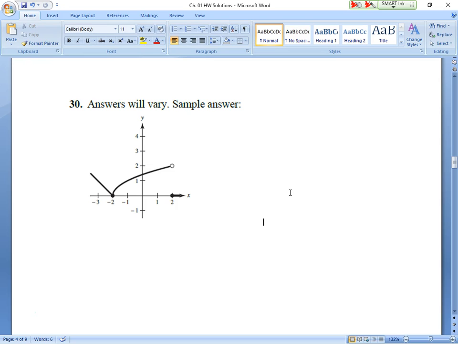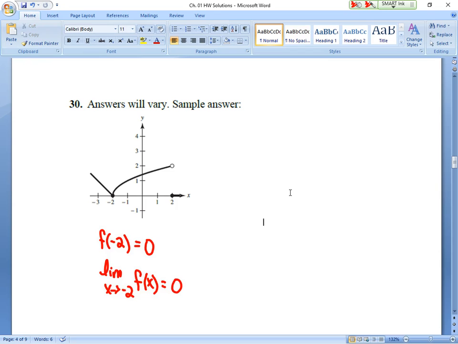So f of negative 2 is 0? Yeah. Why is that true? Yes, it is, because it's a closed point at negative 2, 0. Does that make sense? Okay, the next condition was the limit as x approaches -2 is 0 as well. What did that mean? The function as it came in from both directions had to be approaching what? Yeah, the point. Good. Okay, what else did they give us?